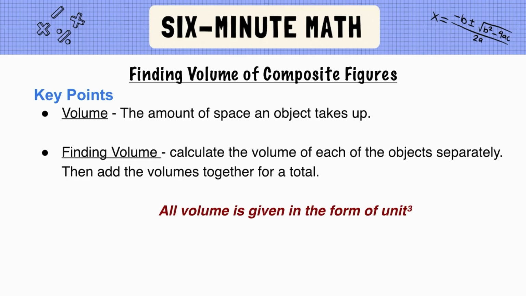6 minutes tends to go by quickly when doing math, so here we go. Our key points today are to understand that the volume is the amount of space that an object takes up. To find volume, we are going to calculate the volume of each of the objects separately, and then we're going to add the volumes together for a total. Please remember that all volume is given in the form of units cubed, as volume is a 3-dimensional concept.